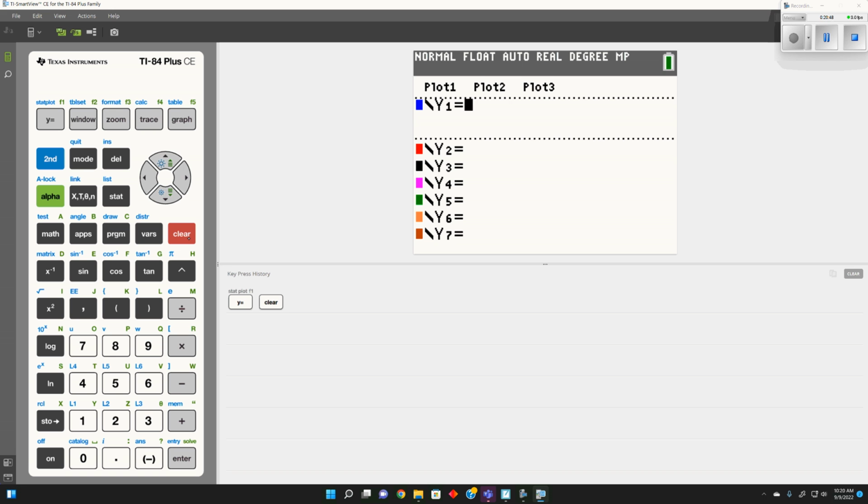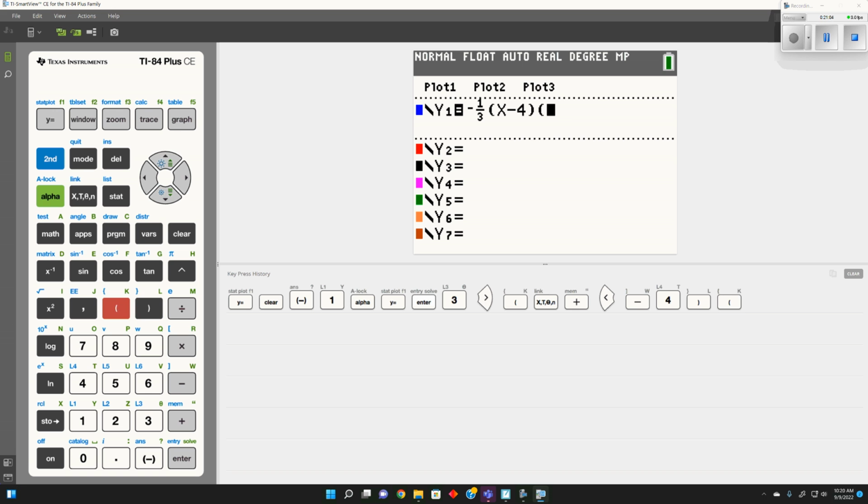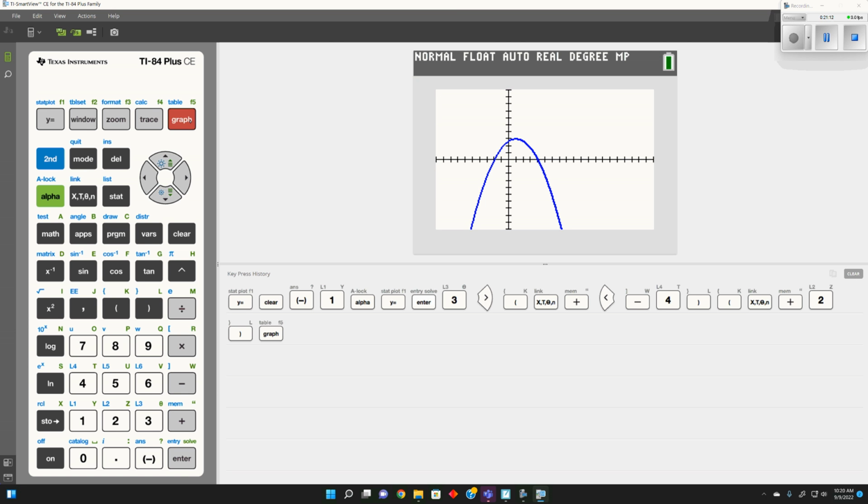So I can say clear. So we had -1 alpha y equals enter third, yes? Then it was x -4 times x plus 2. So I'm just showing you all this here, how we can use the calculator for it. And if we hit graph, we get this here, yes?